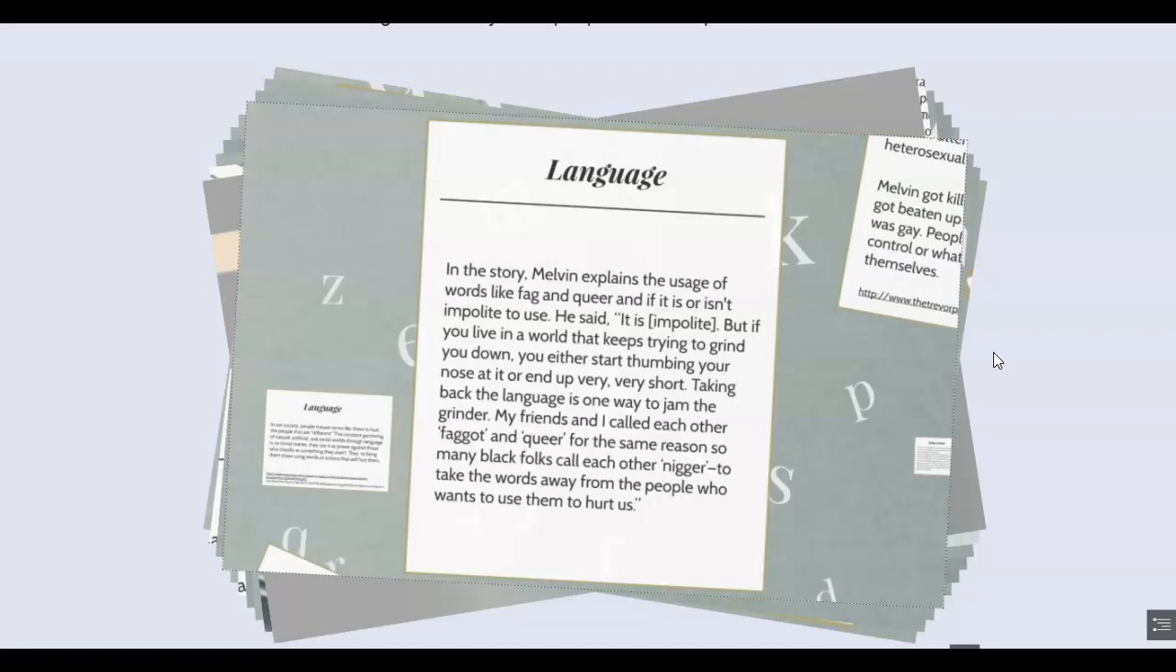And he says it in this section where he says in the story, Melvin explains the usage of words like fag and queer, and if it is or isn't impolite to use. He says, it is impolite, but if you live in a world that keeps trying to grind you down, you either start thumbing your nose at it or end up very, very short. Taking back the language is one way to jam the grinder. My friends and I call each other faggot and queer for the same reason so many black folks call each other nigger. To take the words away from the people who want to use them to hurt us.